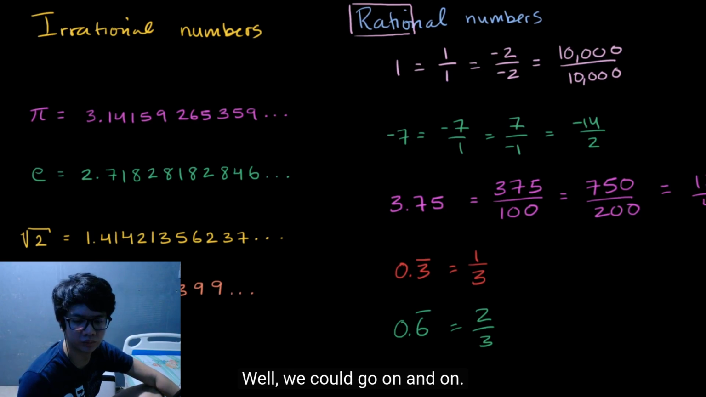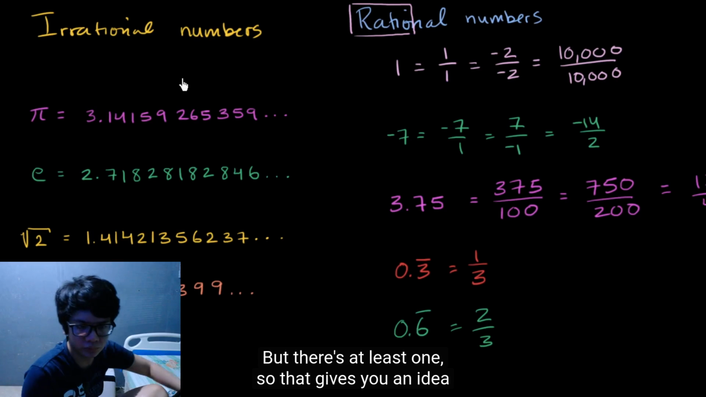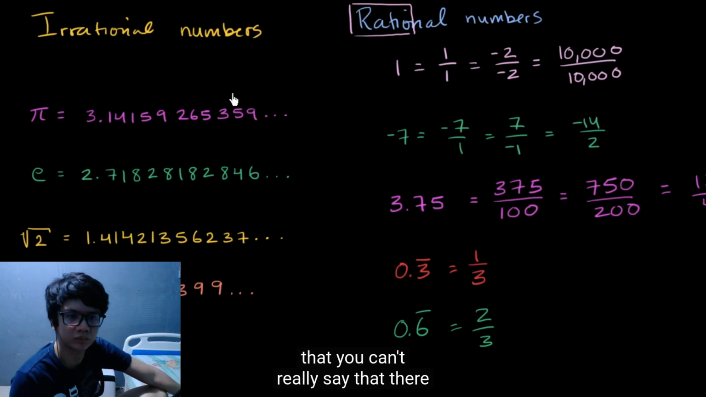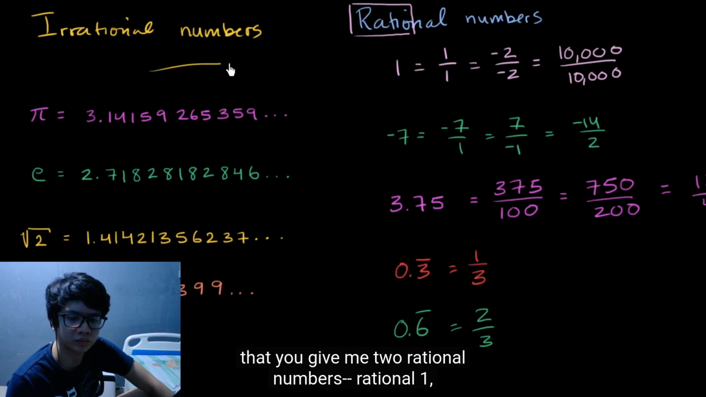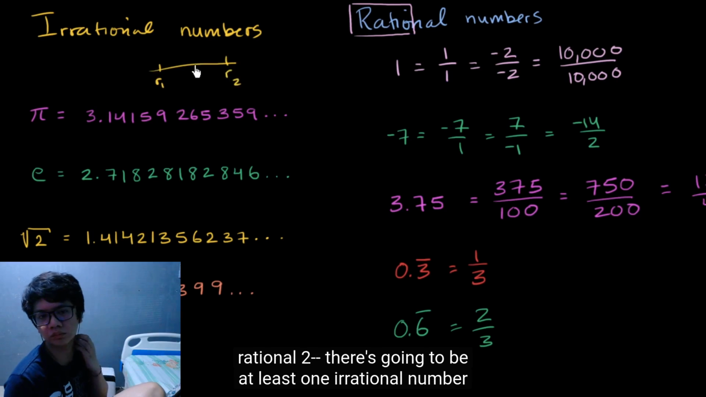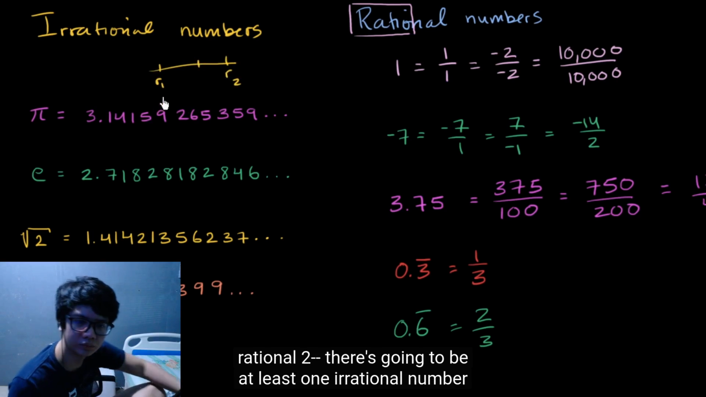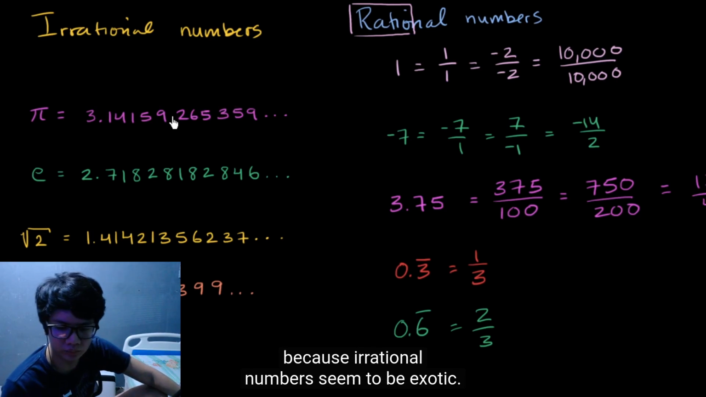And in that, well, we could go on and on. There's actually an infinite number. But there's at least one. So that gives you an idea that you can't really say that there are fewer irrational numbers than rational numbers. And in a future video, we'll prove that you give me two rational numbers, rational 1, rational 2, there's going to be at least one irrational number between those, which is a kind of a neat result because irrational numbers seem to be kind of exotic.